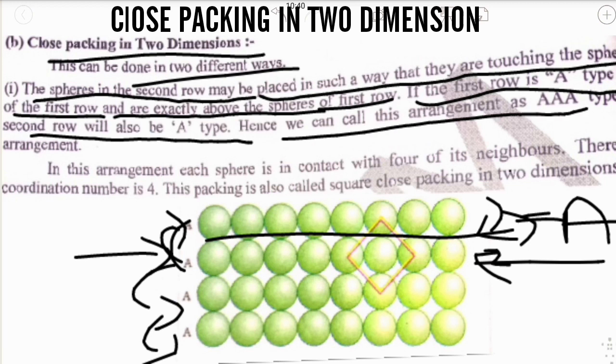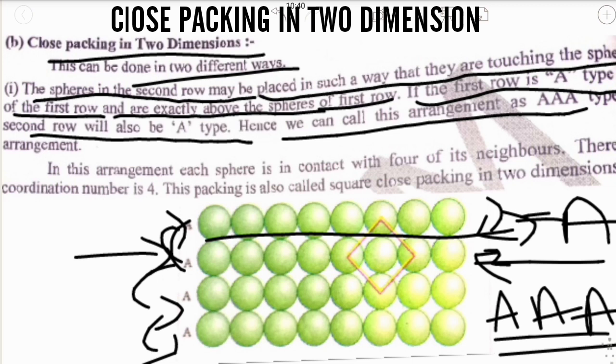Hence we can call this type of arrangement an A type of arrangement. We have learnt the coordination number. What is coordination number? The number of nearest neighbors of a particle is called the coordination number.